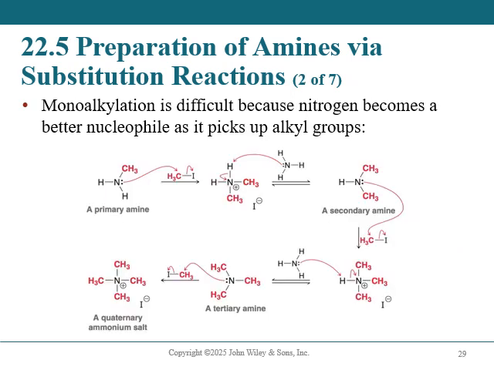Monoalkylation is rather difficult because nitrogen becomes a better nucleophile as it picks up an alkyl group. So that means that the first step, the first alkylation, is actually going to be the slowest. That second alkylation actually goes a little bit faster. So monoalkylation is a bit challenging to say the least.